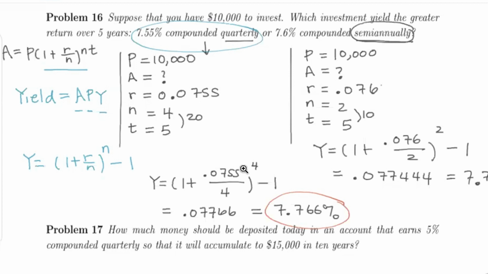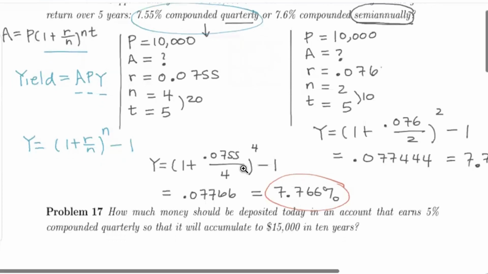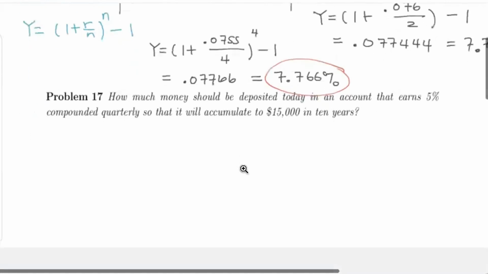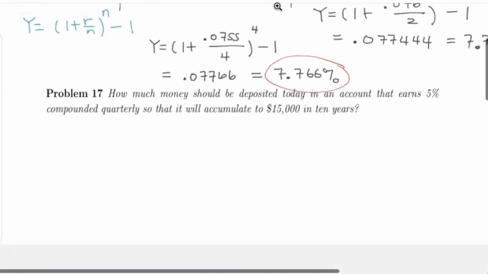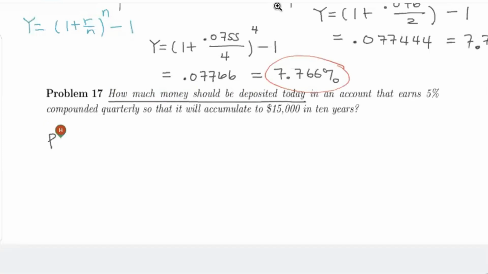Let's move to number 17. How much money should be deposited today to get 15,000 in 10 years? P equals A over 1 plus r over n to the power nt. Remember, if P is the question, P equals. If A is the question, A equals. How do I know it's P? Because we are looking for present value, how much we have to deposit now.